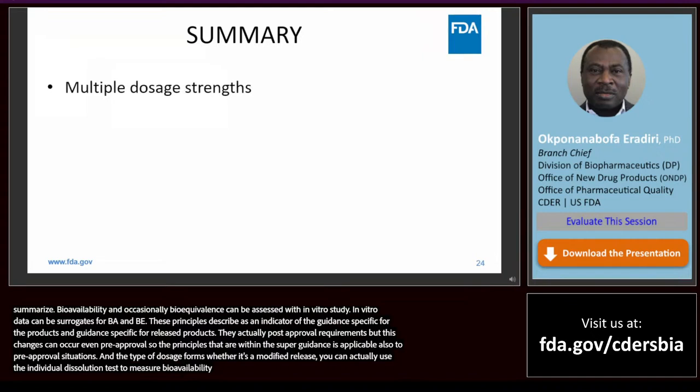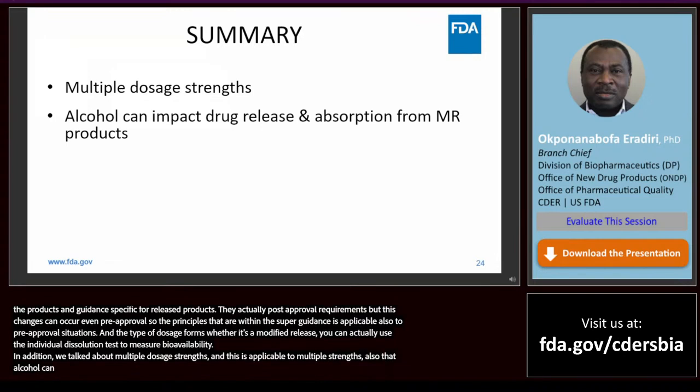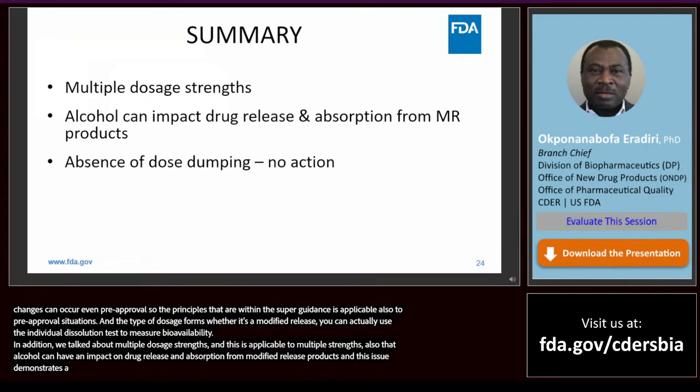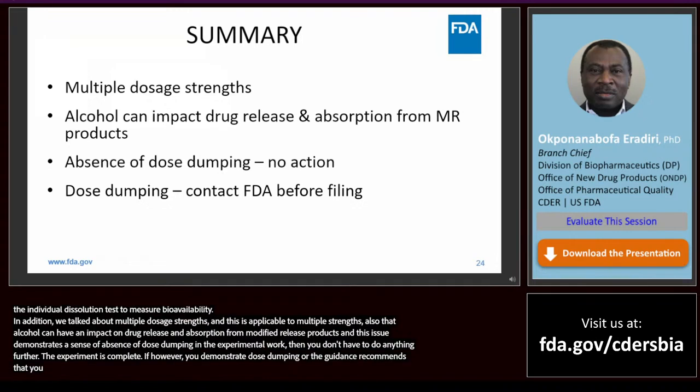In addition, we talked about multiple dosage strengths, that in fact these concepts, these principles are applicable to multiple dosage strengths. Also, that alcohol can have an impact on drug release and absorption from modified release products. And if you demonstrate absence of dose dumping in your experimental work, then you don't have to do anything further. Your experiments are complete. If, however, you demonstrate dose dumping, well, the guidance recommends that you contact the FDA reviewing division before filing.